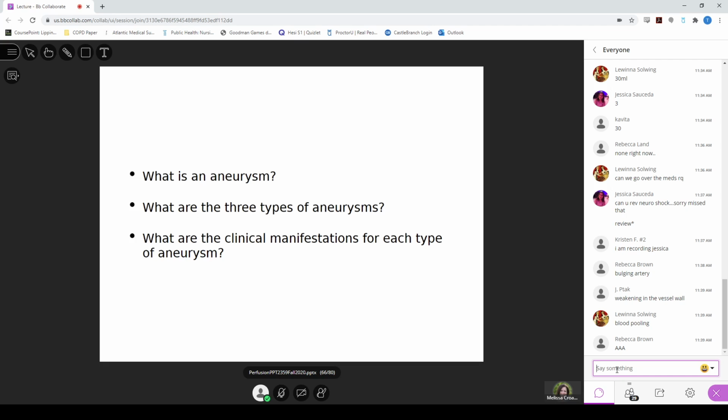So the AAA, it occurs just where it says it does, in the abdomen, and it's below the renal arteries. And thoracic aneurysm is located in the thoracic area of the chest. And dissecting is just between the layers of the vessel wall. So they can all be dissecting.